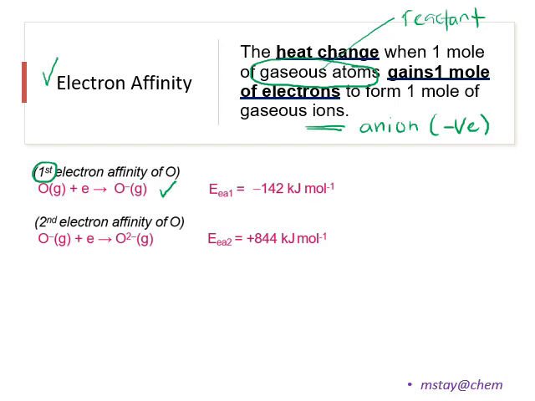Once the O- continues to gain another electron, this energy is known as the second electron affinity. We will notice that normally the first electron affinity is negative, meaning heat is released, while the second electron affinity, the third electron affinity, and so on, will always be positive values, which means we need to absorb energy.